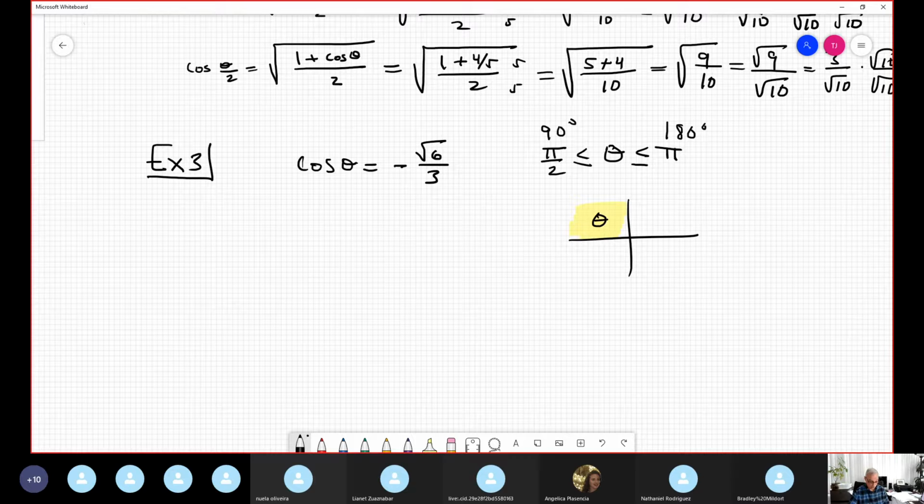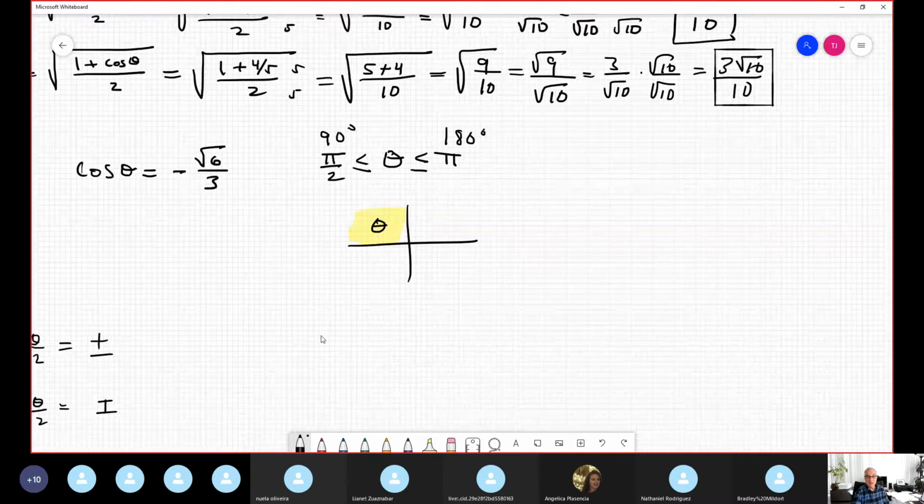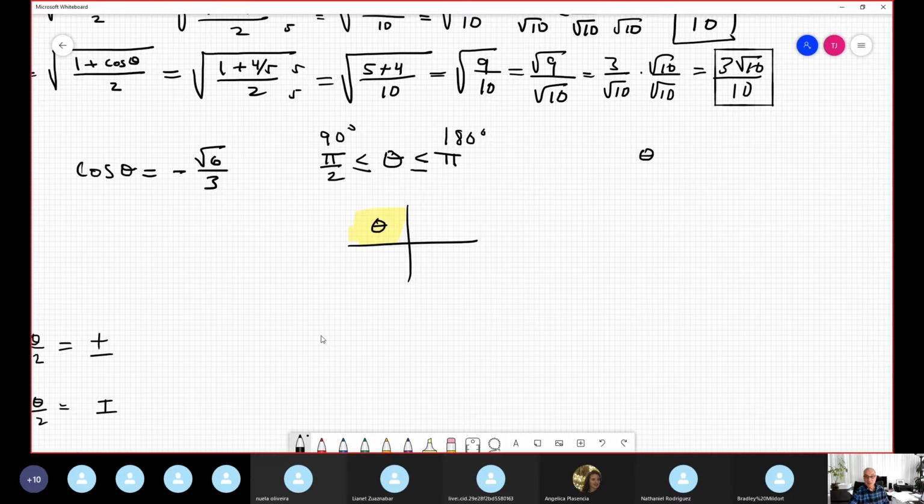So my goal is to compute sine theta over 2 and cosine theta over 2. And this is always confusing because the formula has plus and minus, and I don't know what sign I need to use. Now, in order to find what sign to use, you take this inequality and you determine theta over 2. How? Divided by 2. Pi over 2 divided by 2 is pi over 4. And pi divided by 2 is pi over 2.